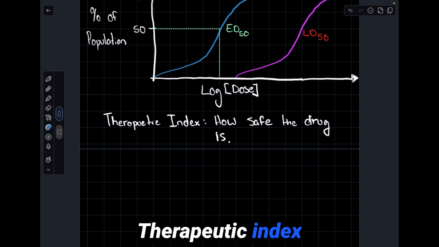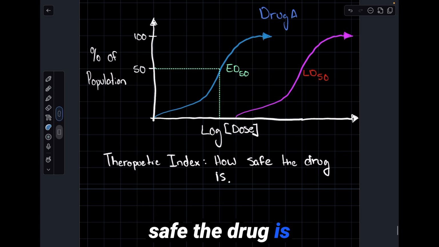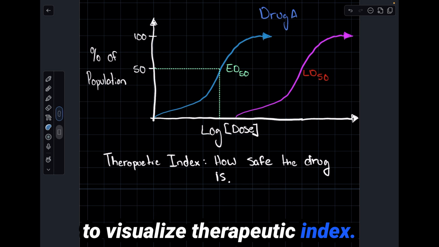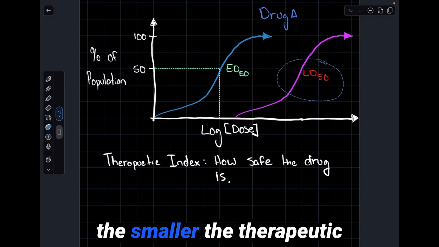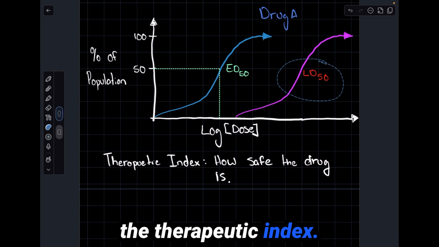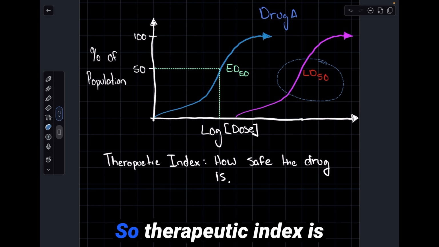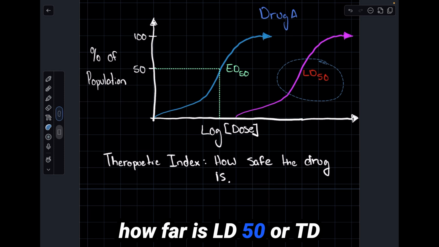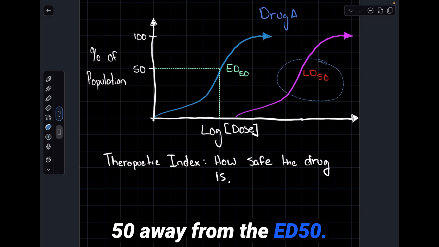Therapeutic index is a measure of how safe the drug is. To visualize therapeutic index, I want you to see it as the smaller the therapeutic index, the more dangerous the drug is. The greater the therapeutic index, the safer the drug is. So, therapeutic index is how far is LD50 or TD50 away from the ED50.